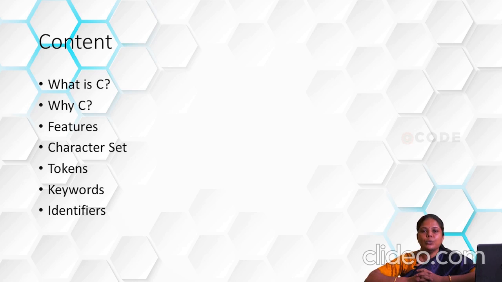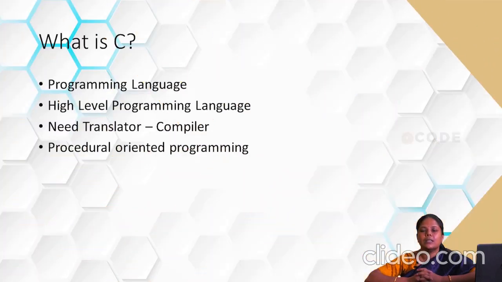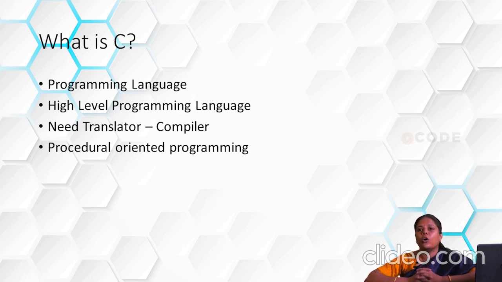Let us get into what the C programming language is. It is a programming language. First we know what programming languages are. You are all aware that language is a communication medium. A programming language is a medium to give instructions to the computer. And the C programming language comes under the high level programming languages.